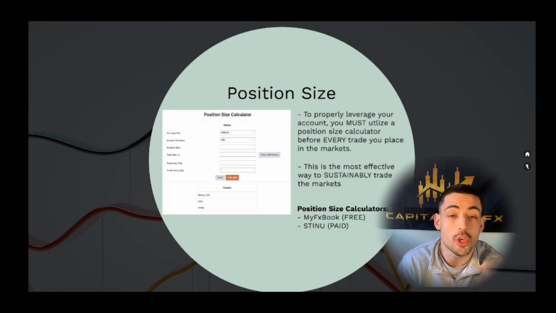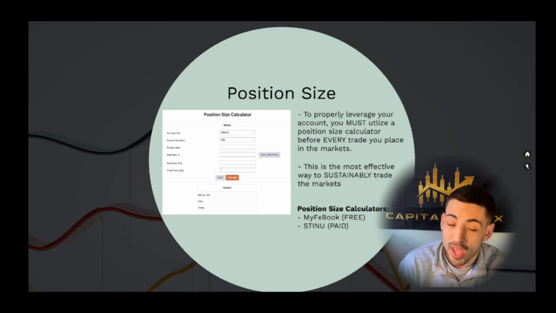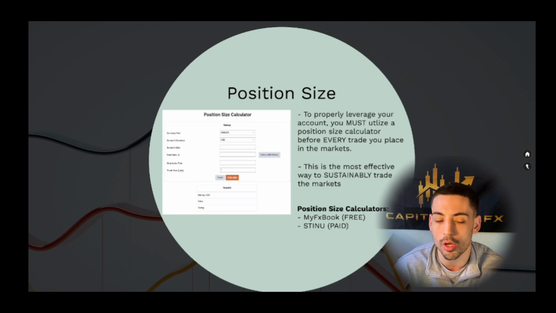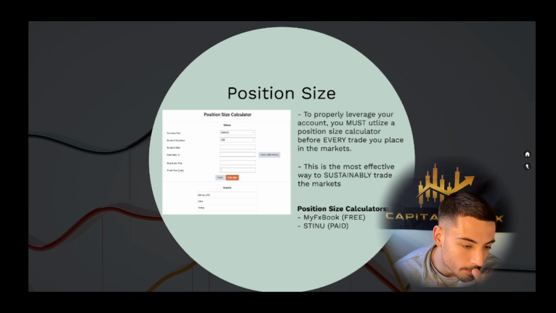Are you from the UK? Are you from the United States? Are you from South Africa? What is your local currency? Mine's the US dollar, so USD right there.